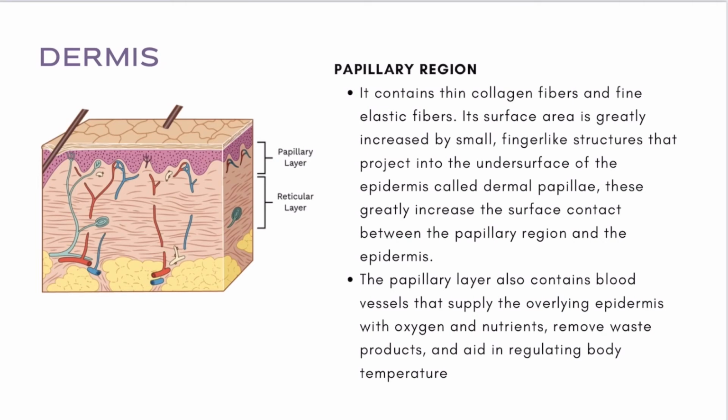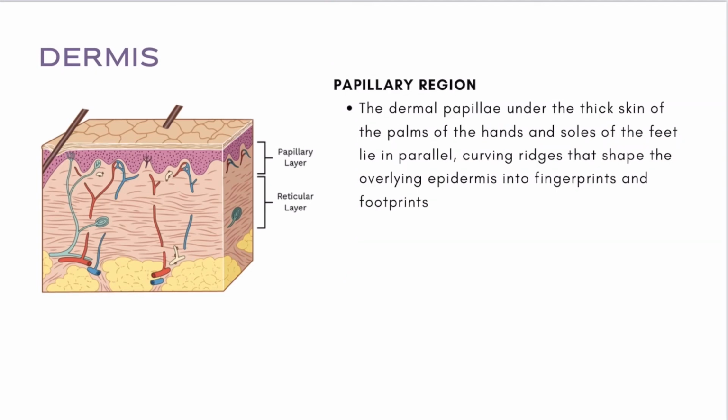The papillary layer also contains blood vessels that supply the overlying epidermis with oxygen and nutrients. They remove waste products and aid in regulating body temperature. The ridges, as mentioned in this slide, increase friction and improve the grip of the hands and feet.